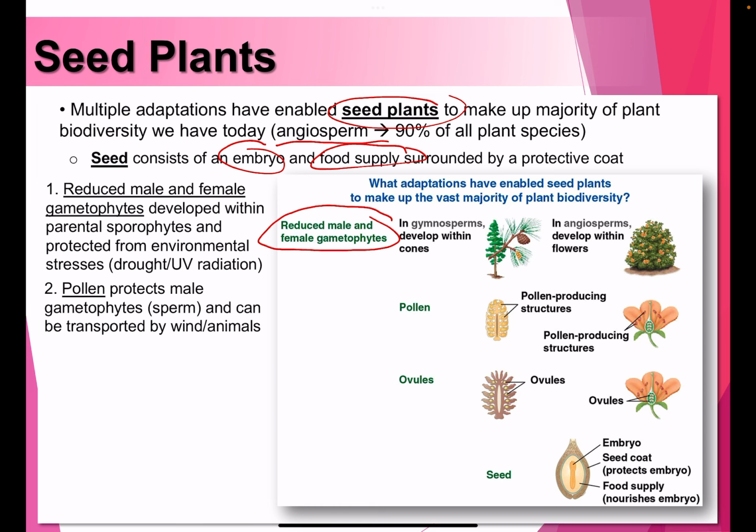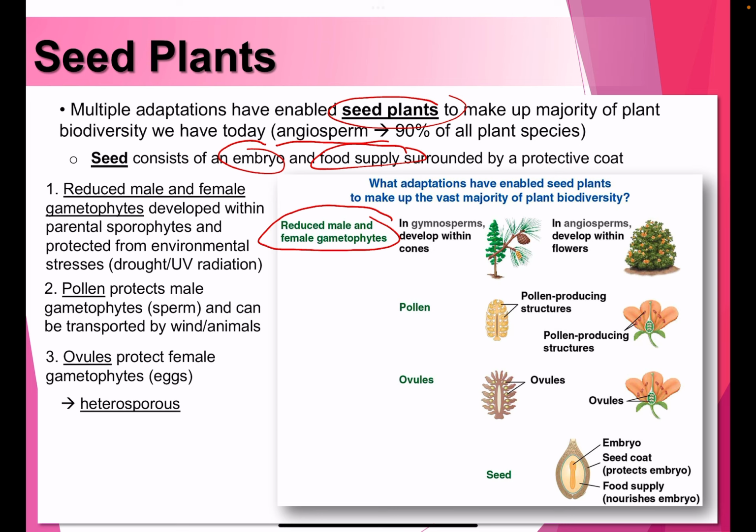Second, seed plants now have pollen that protects male gametophytes, which are really the ones that make sperm, and can be transported by wind and animals because they're so light. And they come sometimes with different shapes and sizes, such that they can actually be carried by animals as well. Third, ovules protect female gametophytes, which ultimately become the egg of the plants.